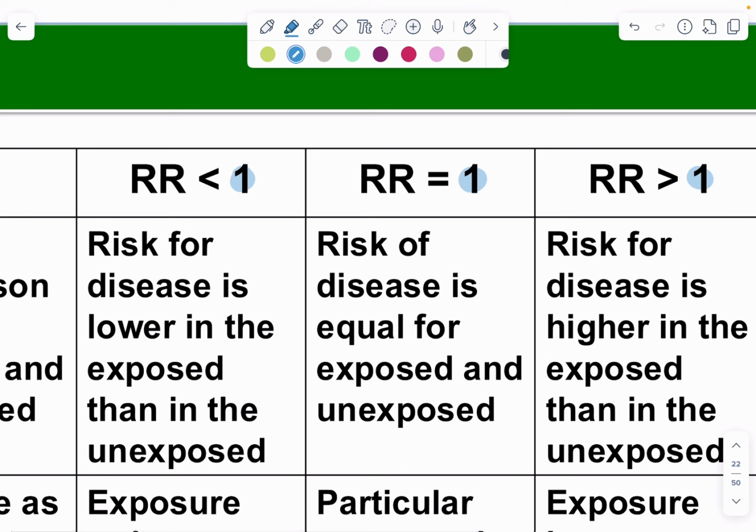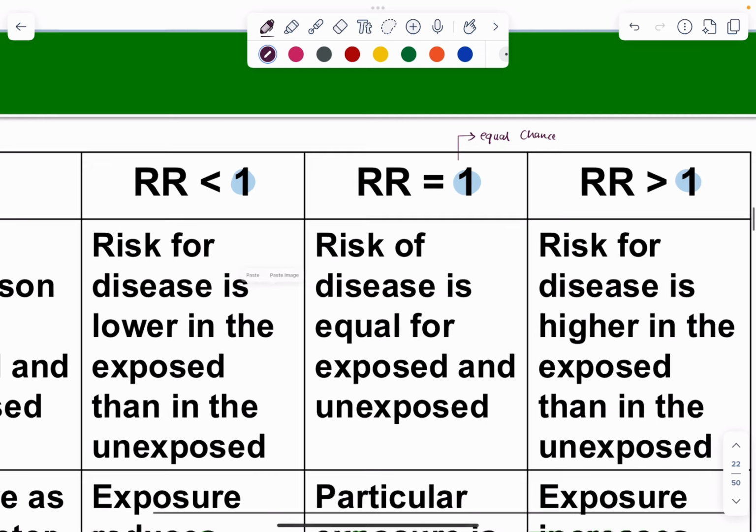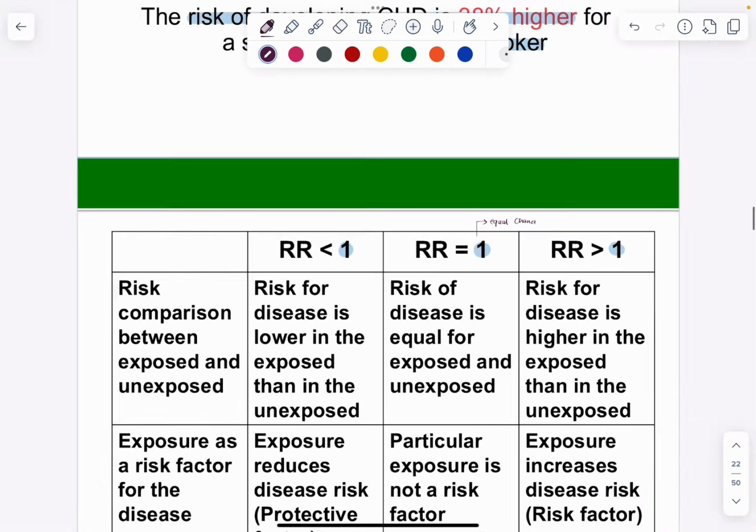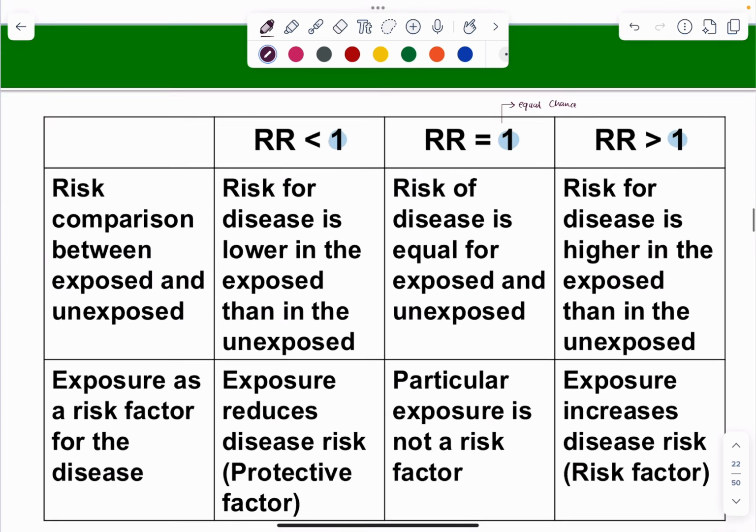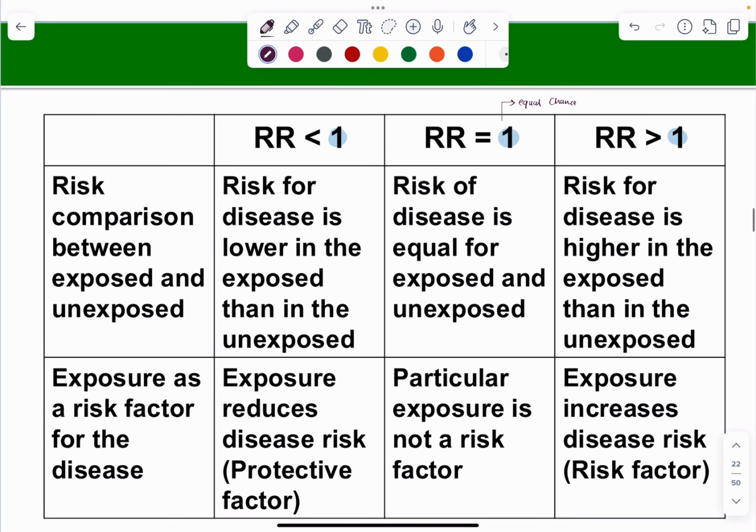If you forget, you can come back to this table and see what it means if the relative risk is less than 1, and more than 1. If it's more than 1, of course it's a risk factor. If it is less than 1, we call it a protective factor, and equal to 1, we call it no difference. So here is a famous example of the cohort study.